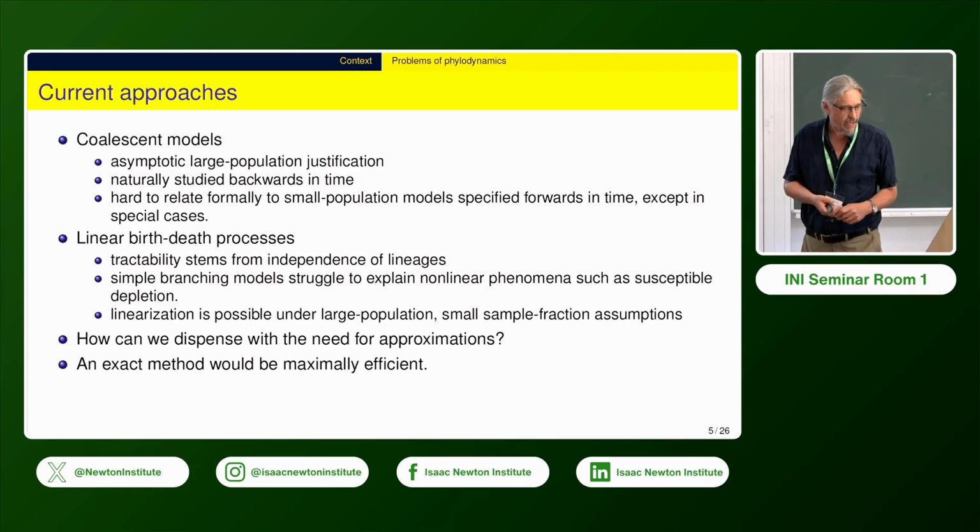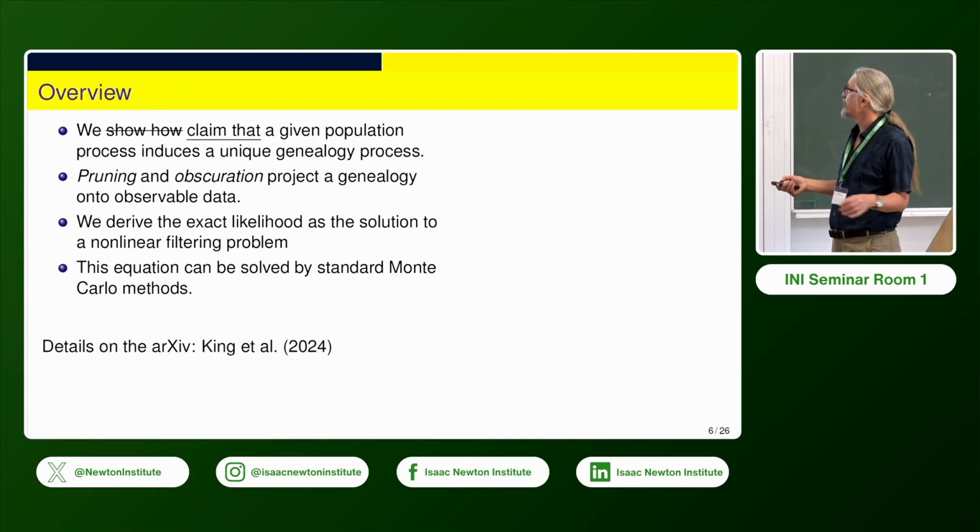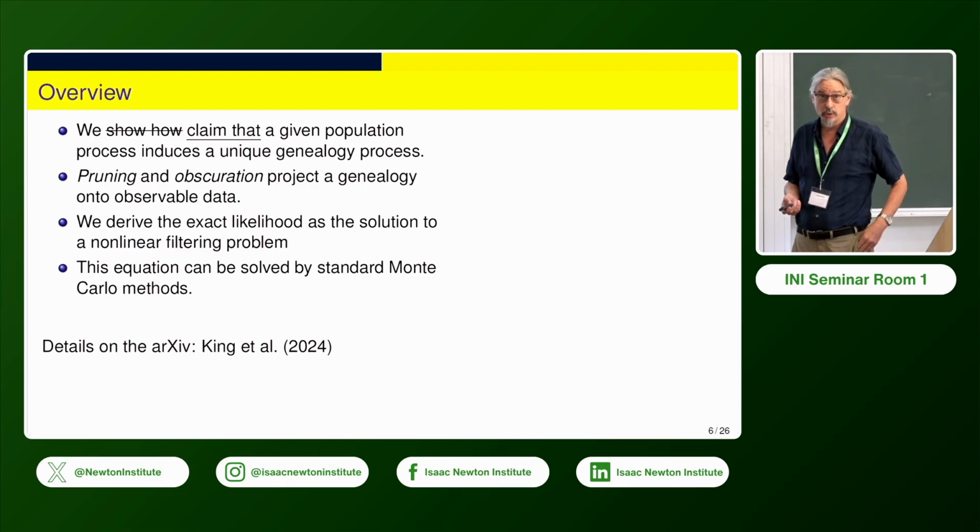So what I want to ask today is how can we get rid of the need to make all of these approximations? If we could come up with an exact method, then we would have, at least theoretically, maximum statistical efficiency. So here's what I want to do.